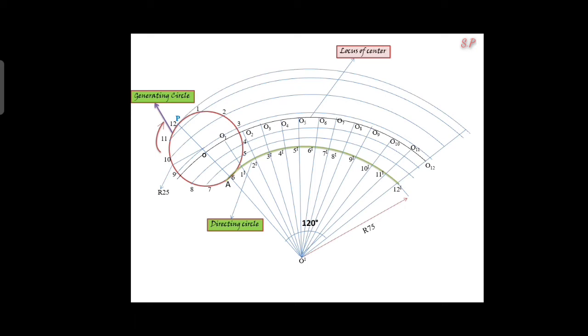After drawing this locus arc from each point of the generating circle, you have to locate the points P1 to P12. Here O1 is the center and 25 mm is the radius. You draw the arc on the first point locus arc, intersecting, that is point P1. Next, O2 is the center, 25 mm is the radius. You draw the arc on the second point locus line, you will get P2. And O3 is the center, same radius 25 mm.